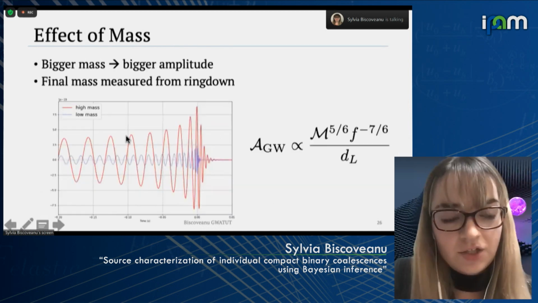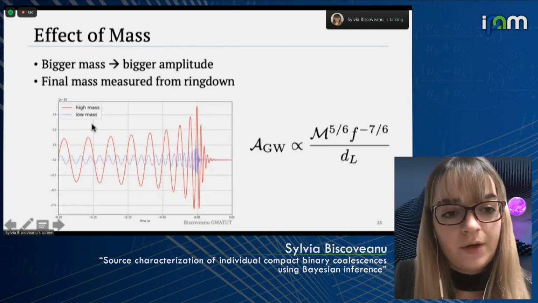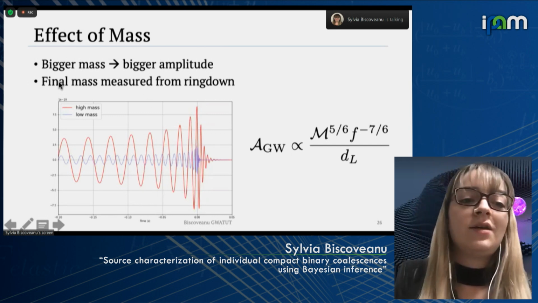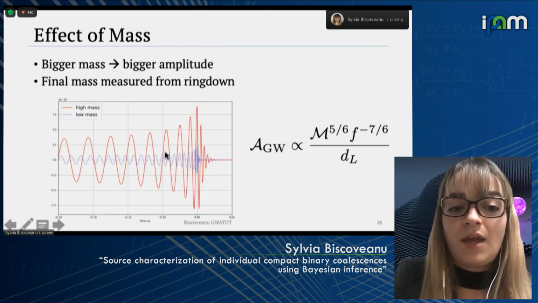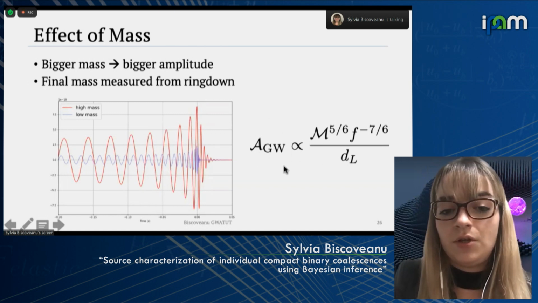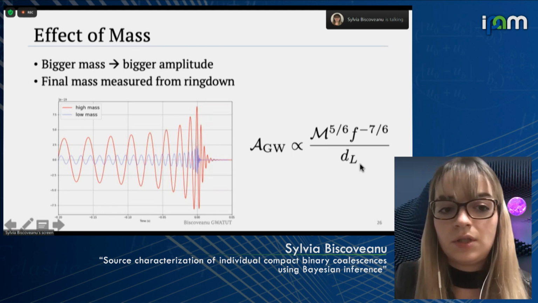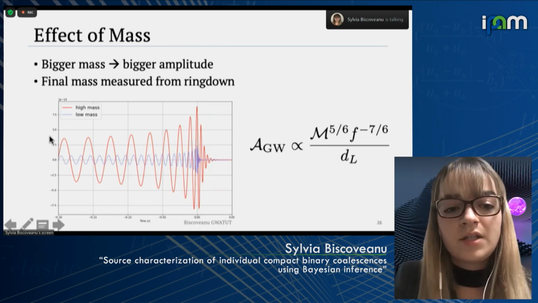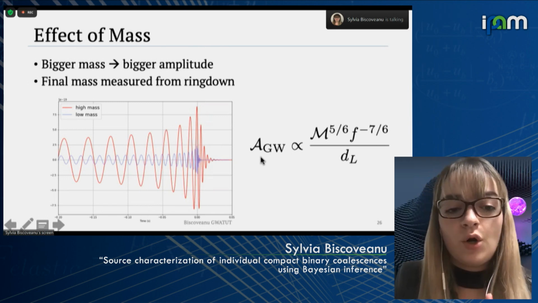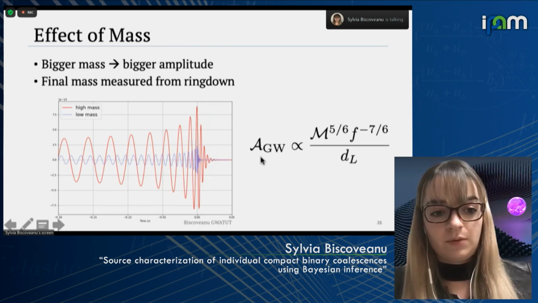And how do we actually extract this information from the waveform? It's pretty simple, at least to leading order. The bigger the mass, the bigger the amplitude of the waveform. And you can see here that the amplitude is proportional to the chirp mass to the 5/6, the frequency to the minus 7/6, and then inversely proportional to the distance. And so there are 3 regimes here that we can measure and probe with gravitational waves with LIGO.